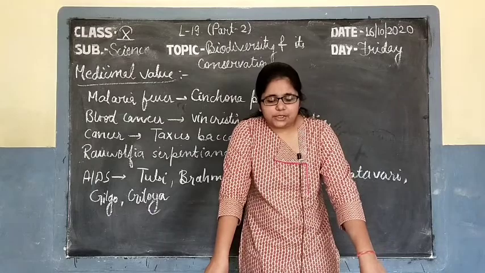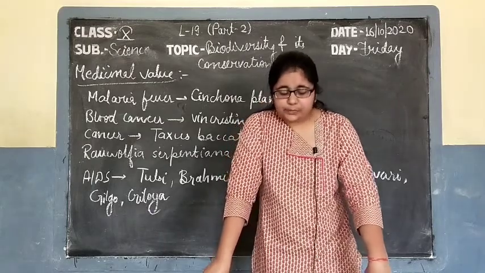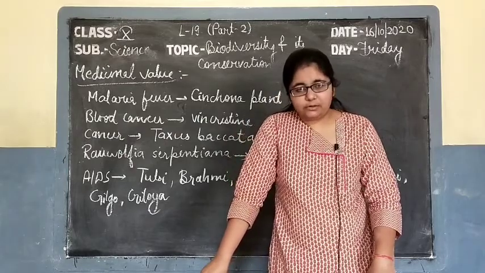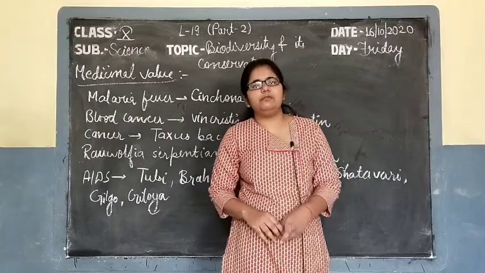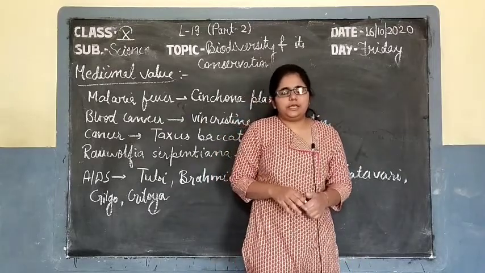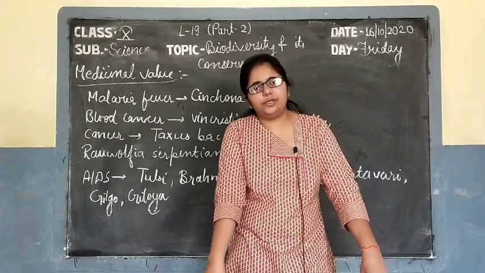Now the next discussion is about the environmental value. We have discussed the economical value and the medicinal value. Now the third one is environmental value, in which the first point is about the protection of the food chain. In nature, every organism is dependent on other species for its food.